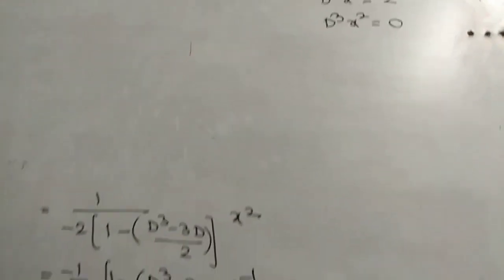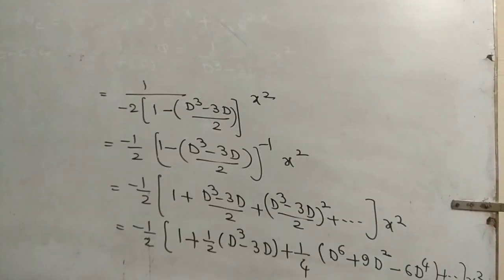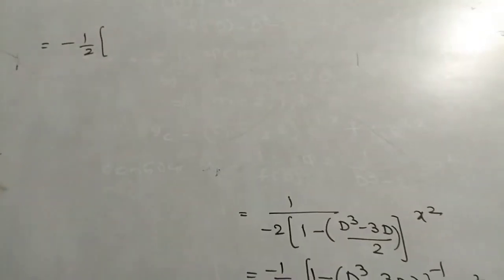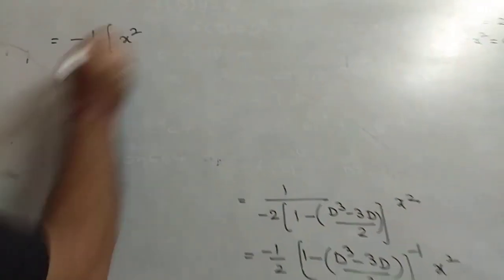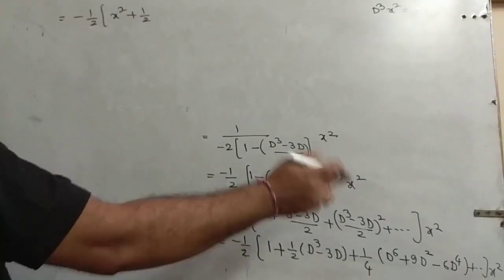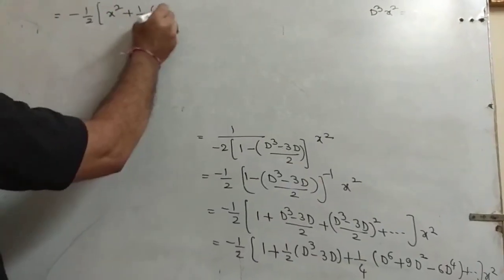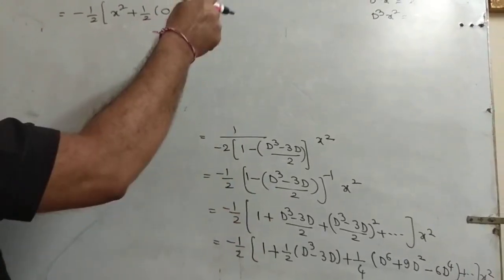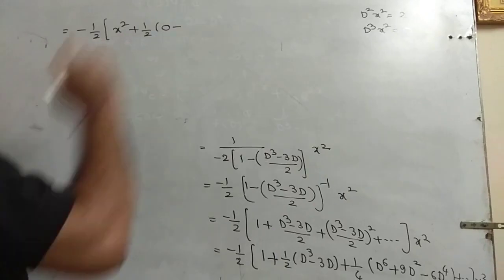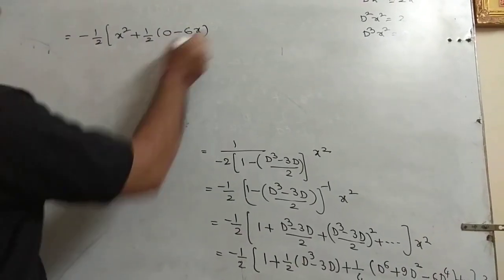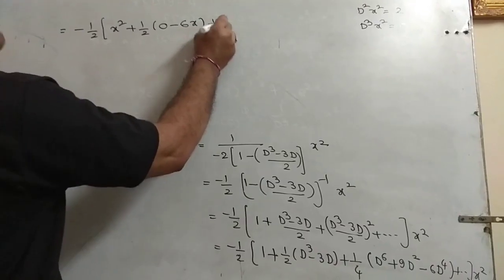So that value I am substituting. This is equal to minus 1 by 2. You keep as it is. It is 1 into that x square value. It becomes x square plus 1 by 2 as it is. What about d cube of x square value? It becomes 0 minus 3 into d, 3 into d of x square value. It is d of x square value is 2x. So that you are getting 6x plus 1 by 4.